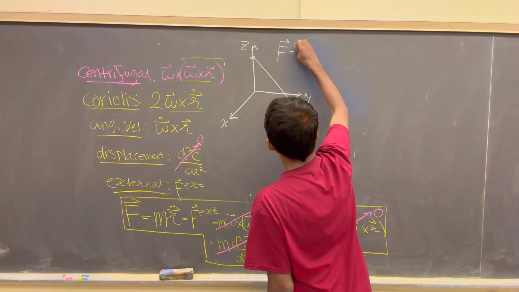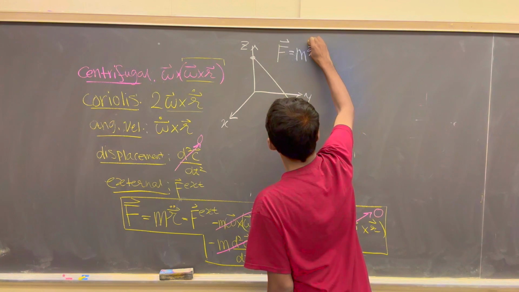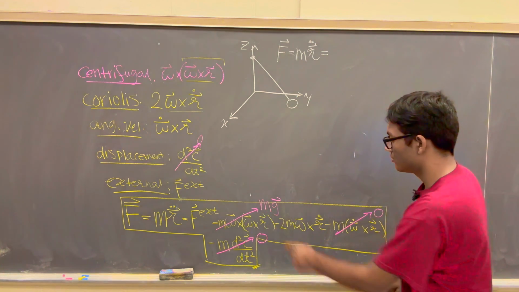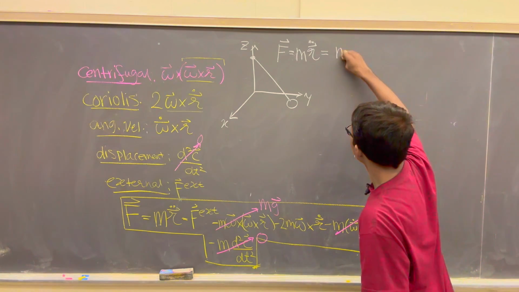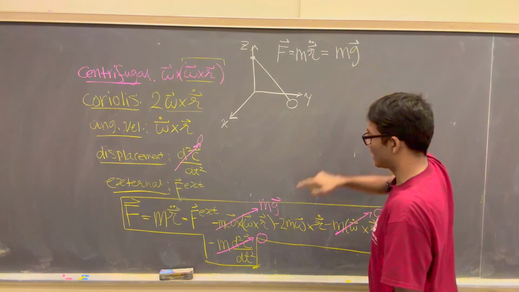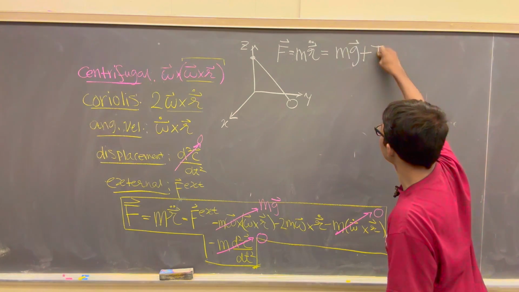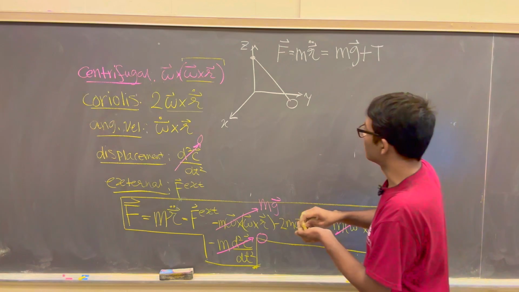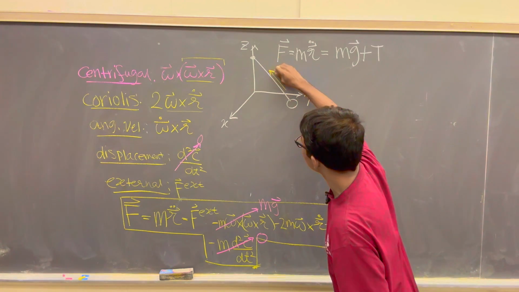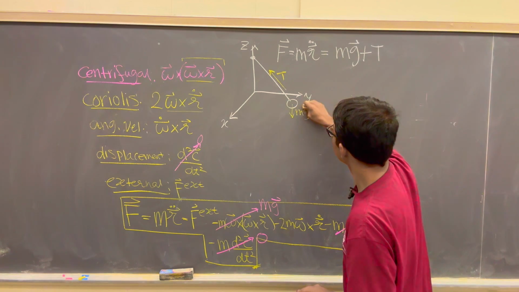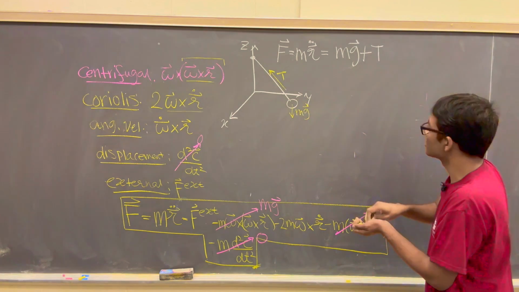So F equals m r double dot, and that's equal to my external forces, which are going to be mg, which already accounts for this centrifugal force. And there's also going to be a tension in the string, right? This string over here has some tension force that's pointing up. And gravity is, of course, perennially pointing down. And the tension force is going to be some vector.